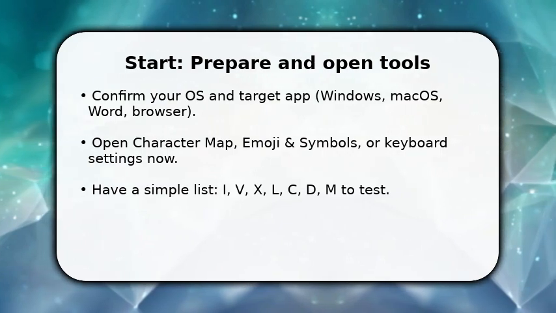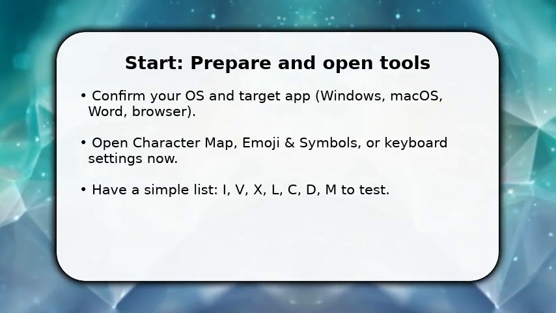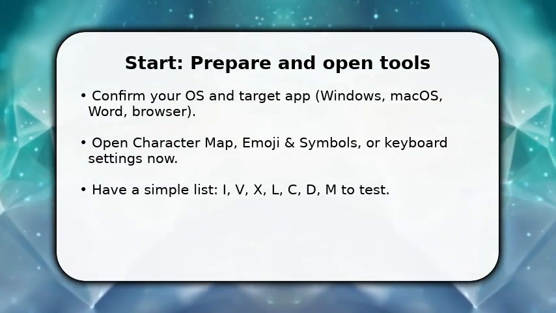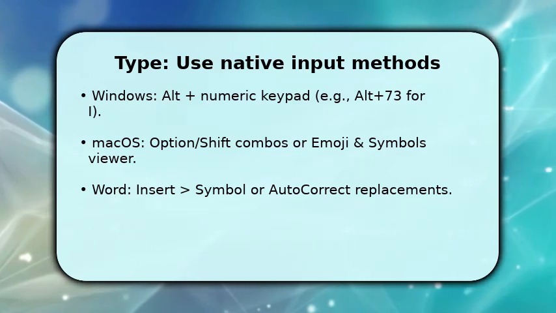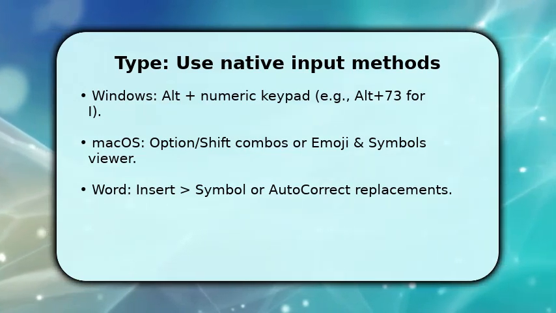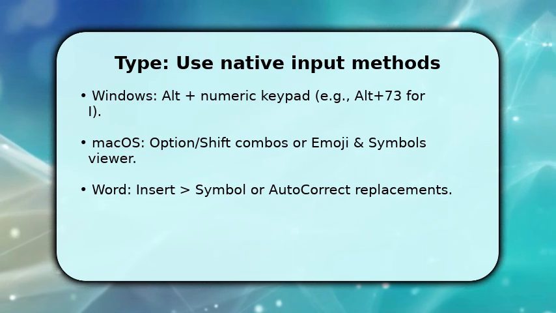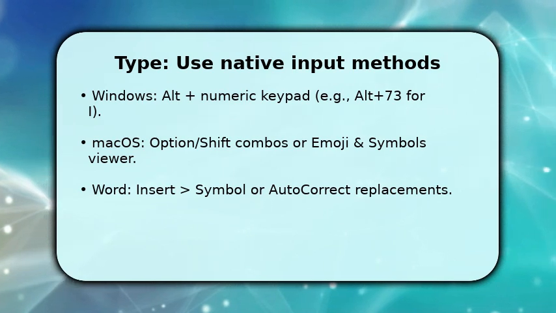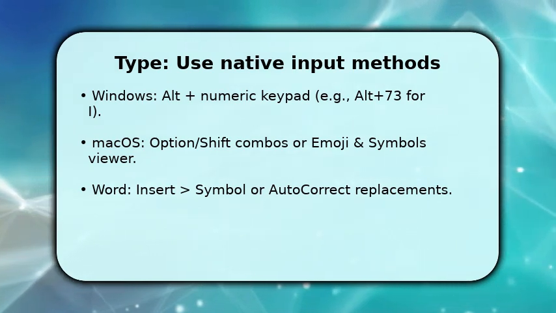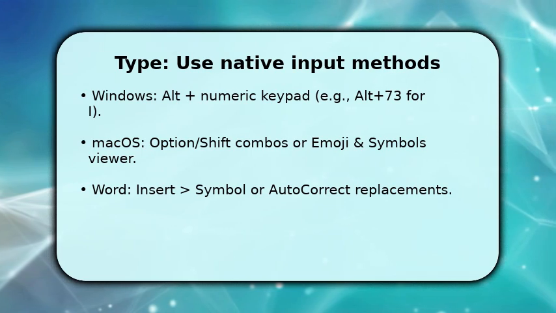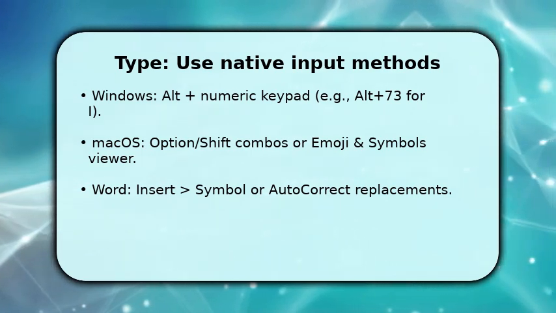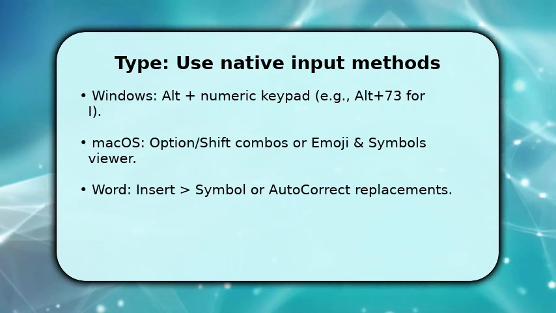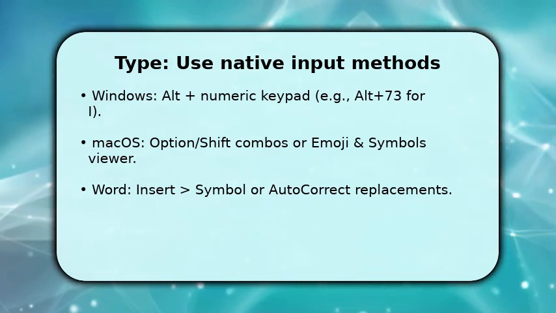Now you actually type Roman numerals. On Windows, hold Alt and enter the numeric code on the keypad. This produces a stable Unicode glyph. On Mac OS, use Option or Option plus Shift sequences or pick characters from the emoji and symbols viewer for consistency. In Word, insert symbols directly or create auto-correct entries so typing I auto-replaces. Once done, make sure to test a few.